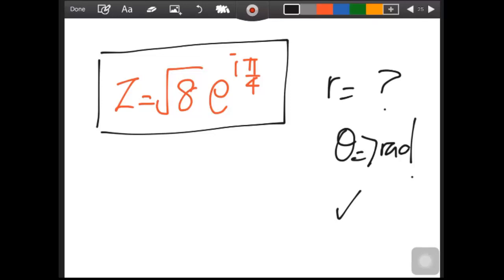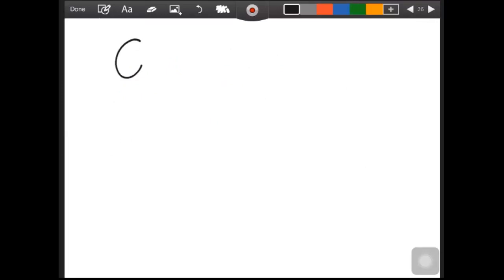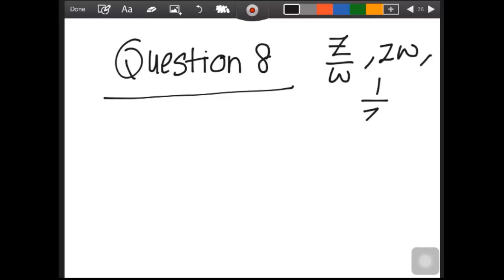Okay, now kita go for question 8 lah. Alright, question 8. So macam mana kita nak cari question 8? So we have to find, first convert into Euler form. Kita nak cari dia punya ZW, Z over W, ZW dengan 1 over Z. Dia nak dalam bentuk polar form, tapi kita kena settlekan dalam bentuk Euler first.